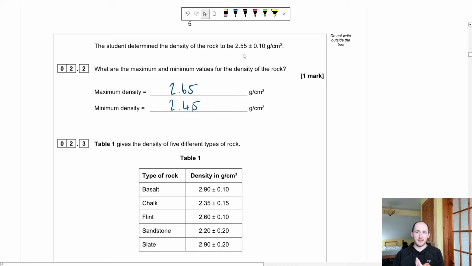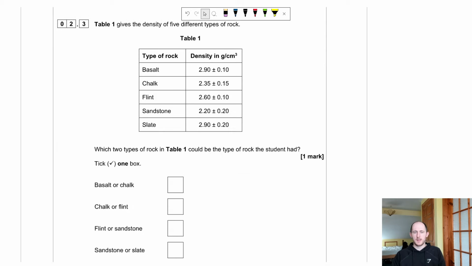That's it. They're literally saying it's 2.55, give or take 0.1. So plus or minus 0.1. So it could be 2.65 or 2.45. That's it. It's just bounds.